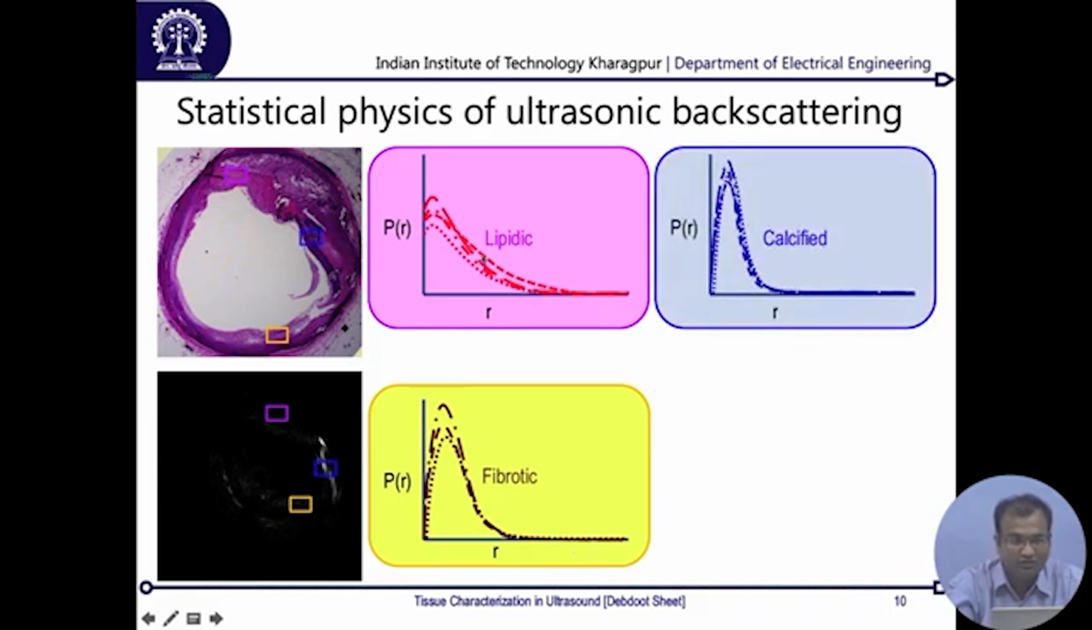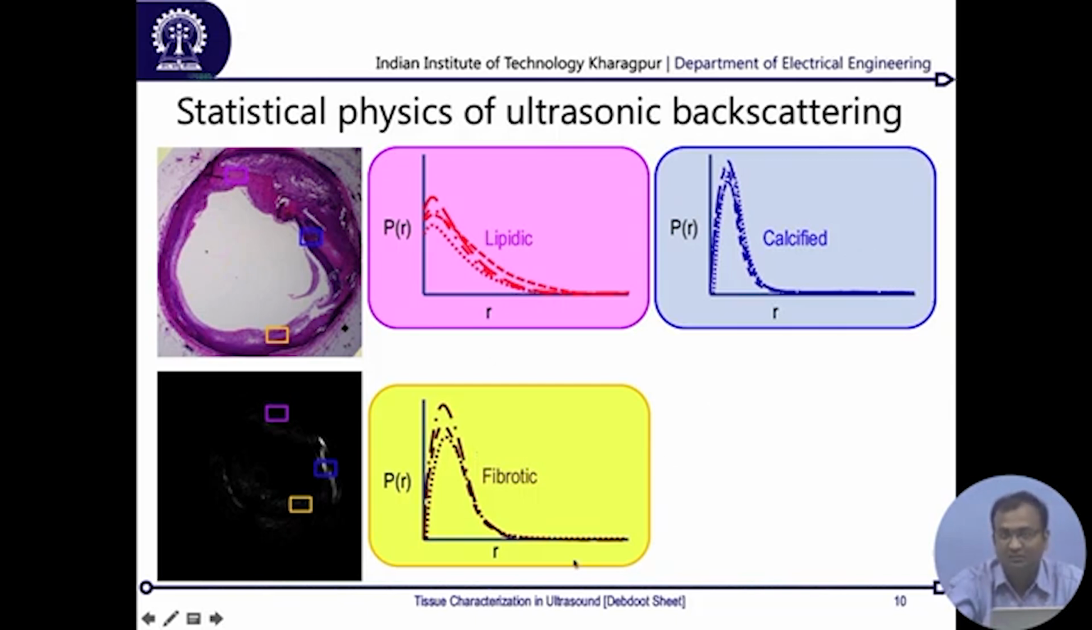Now if you look carefully over here, across multiple measurements there is a mild variation, but more or less the shape of the curve is quite similar, as well as the height of the curve. Similarly for calcified and fibrotic you have a similar trend, and each of these different kinds of tissues exhibits a different kind of curve.